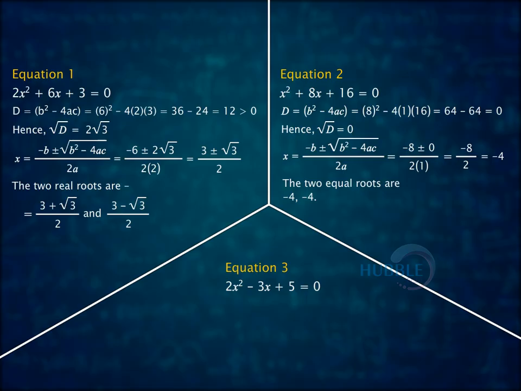And now, consider the third quadratic equation. It has the discriminant less than 0. As a result, the quadratic equation does not have real roots as there exists no real number whose square is a negative number.